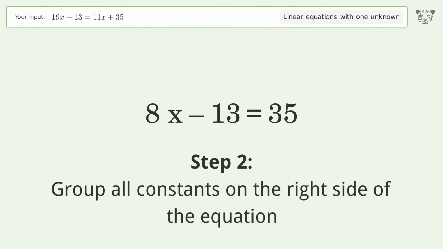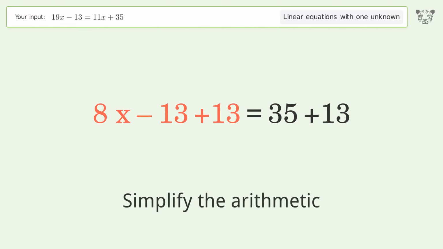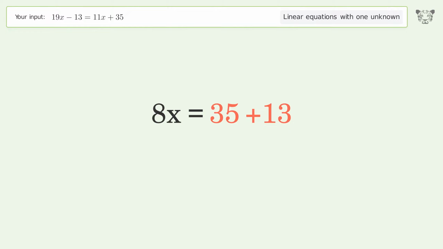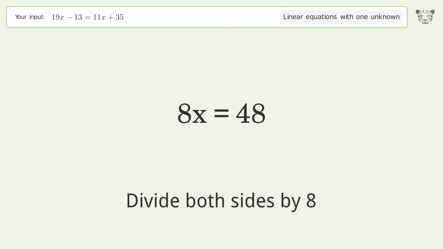Group all constants on the right side of the equation. Add 13 to both sides. Simplify the arithmetic. Isolate the x. Divide both sides by 8.